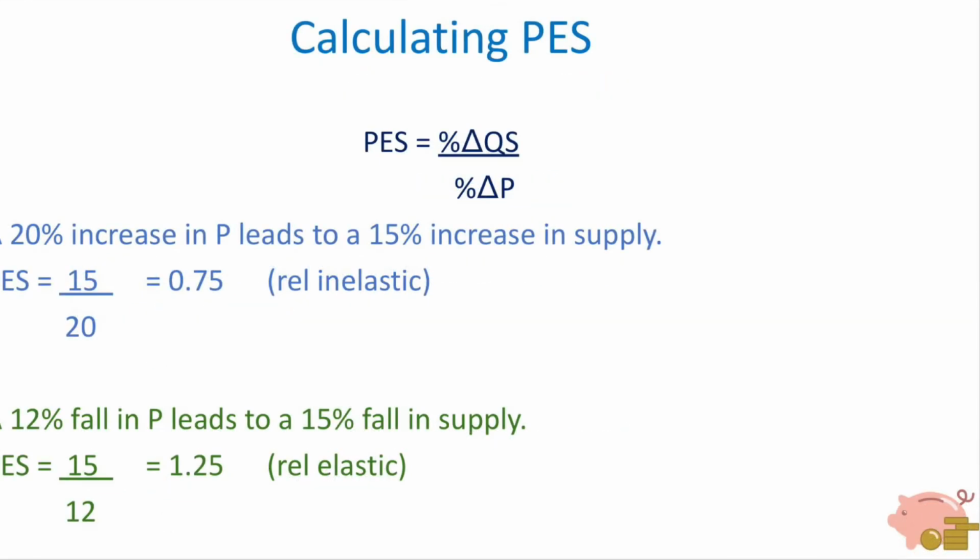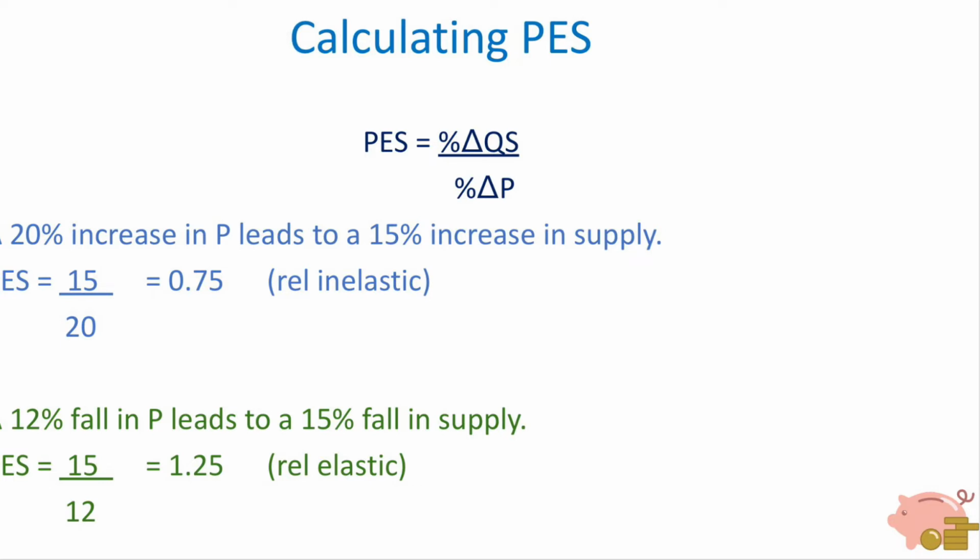Same process now with price elasticity of supply. So we use the formula PES equals percentage change in the quantity supplied over percentage change in price. So we've got the quantity on the top and the price on the bottom. Here's our example. A 20% increase in price leads to a 15% increase in supply. That means that we've got a PES figure of 0.75, which is relatively inelastic.